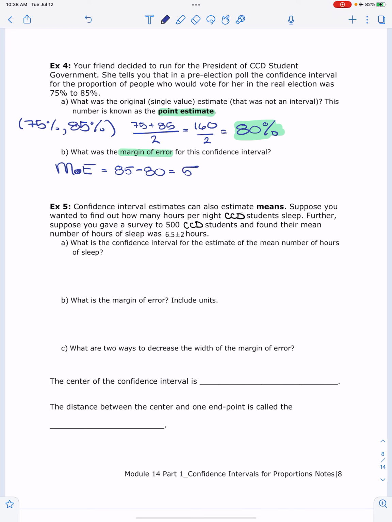I get 5. And just to double check, to make sure I didn't mess something up with my point estimate, I can subtract the point estimate minus the lower limit, and I get a margin of error of 5%. Again, the point estimate is exactly in the middle of the interval.